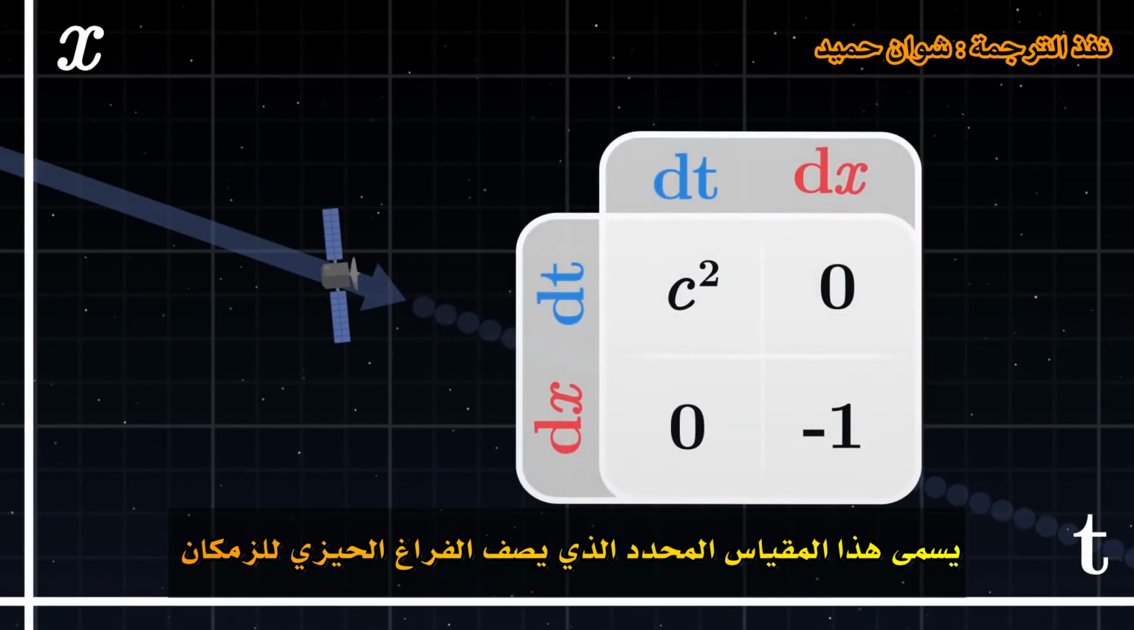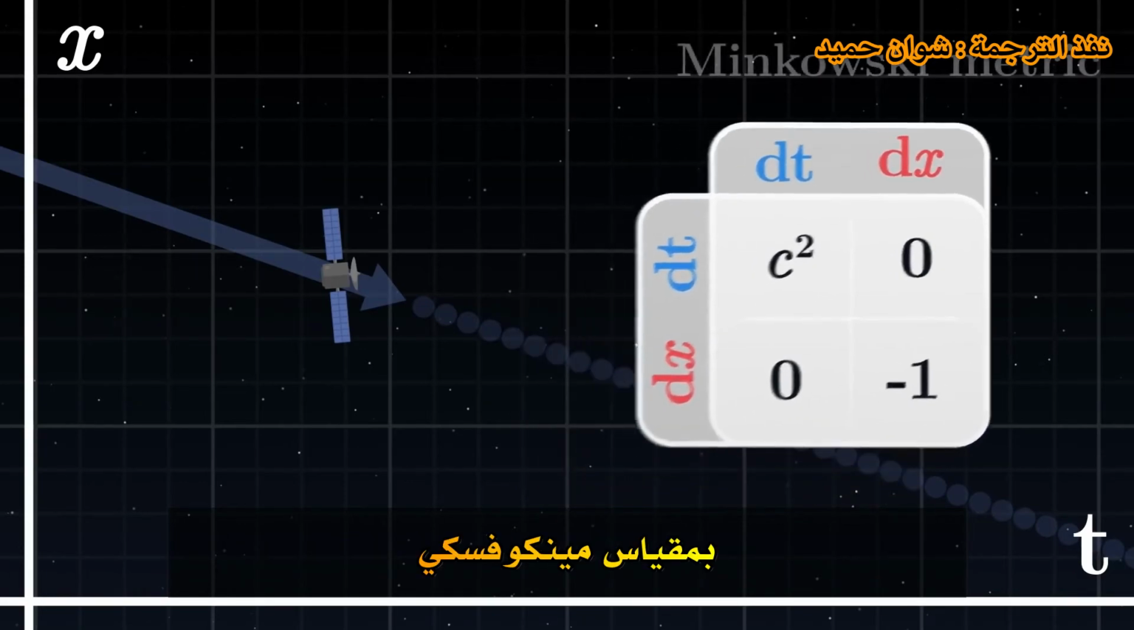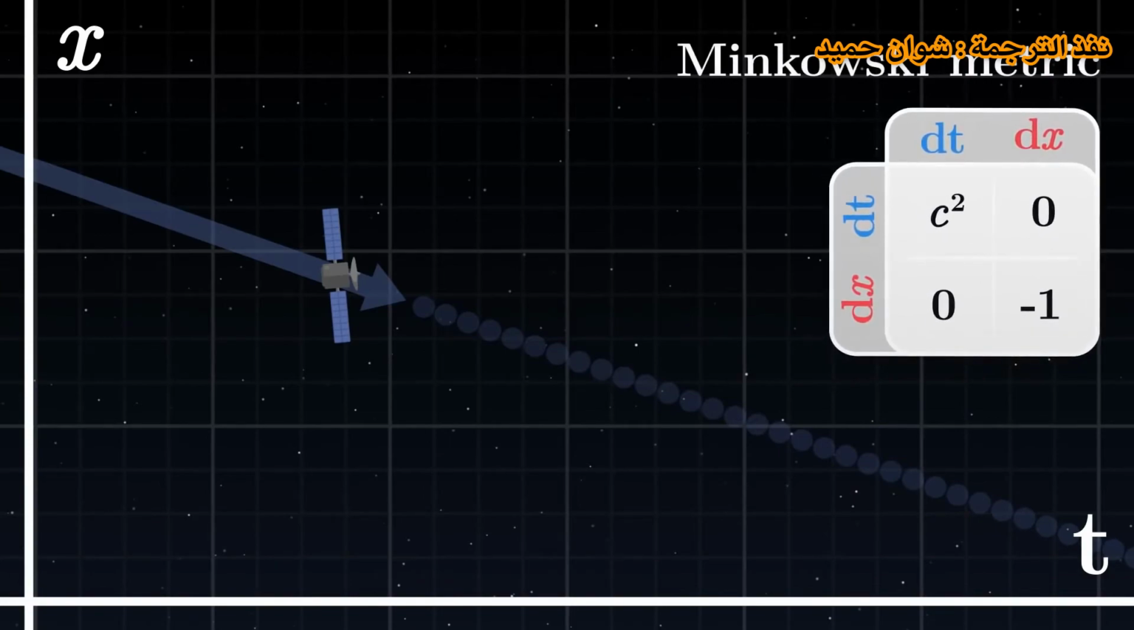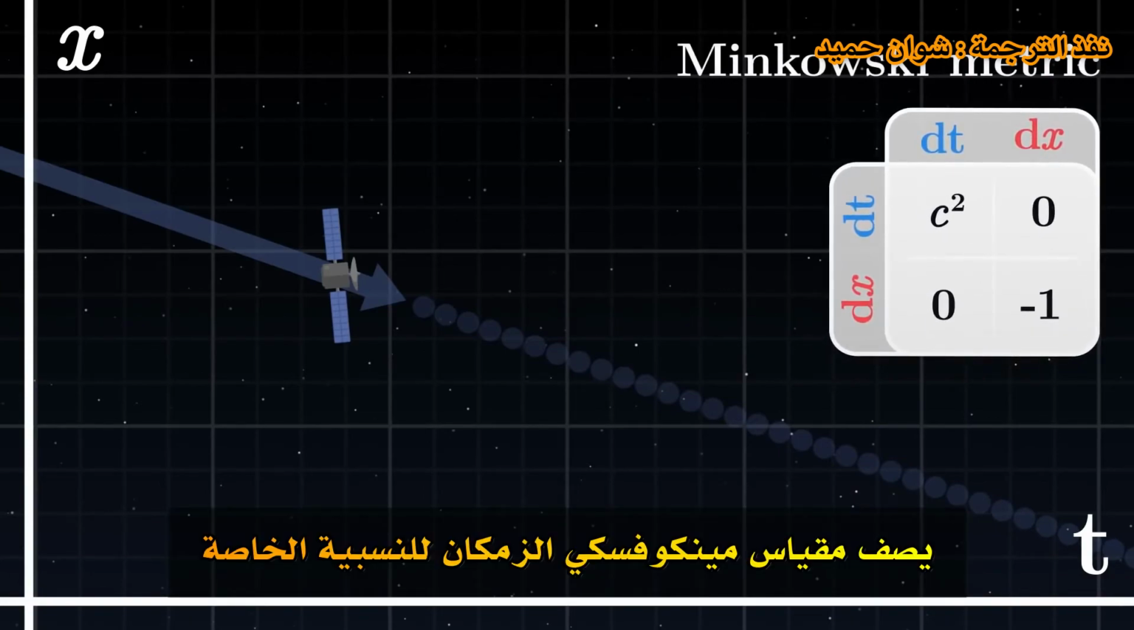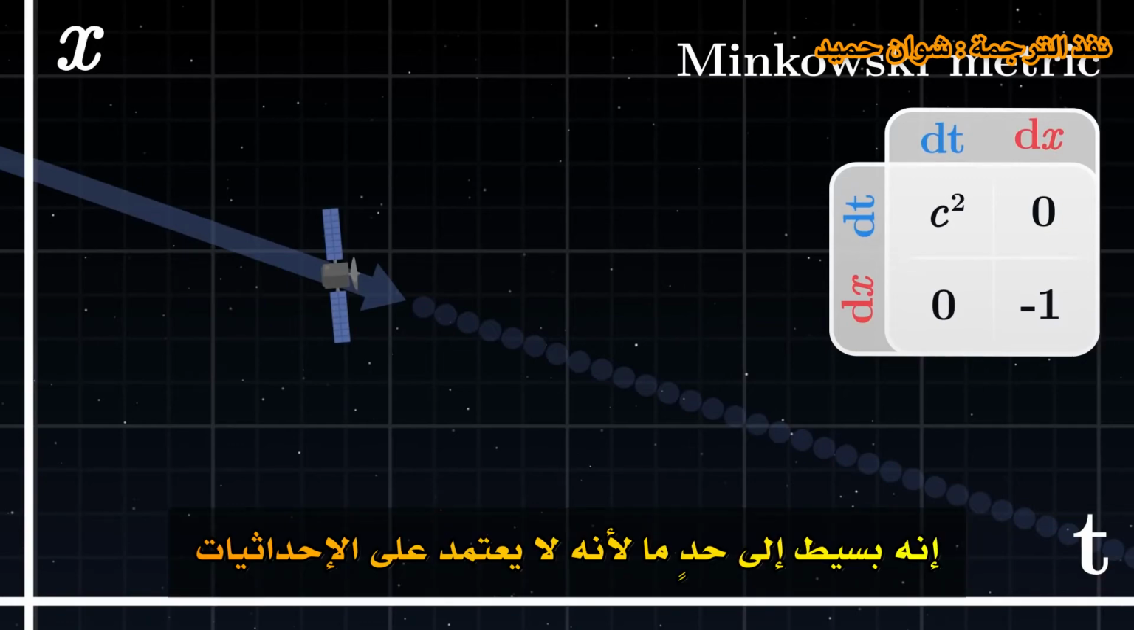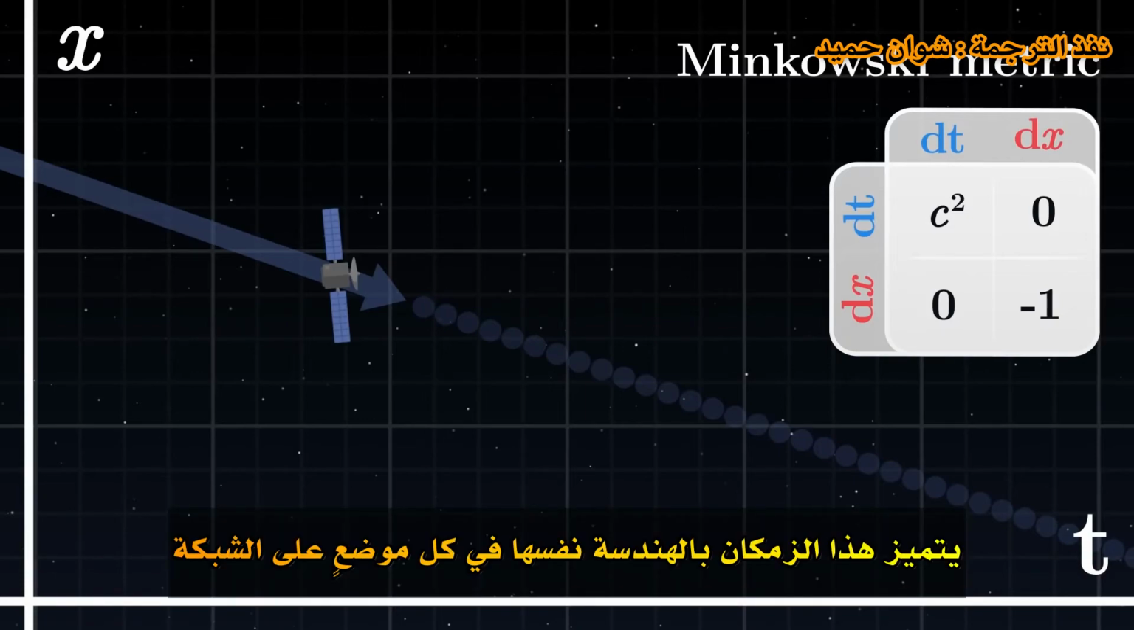This particular metric, which describes an empty spacetime, is called the Minkowski metric. The Minkowski metric describes the spacetime of special relativity. It is rather simple in that it does not depend on the coordinates. This spacetime has the same geometry everywhere on the grid.